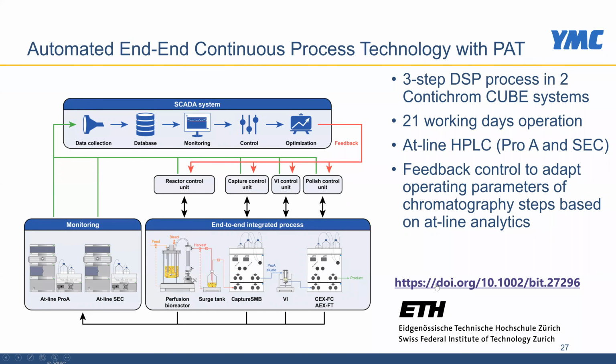And here, 3 chromatography steps were run with 2 Contichrom CUBE systems, in conjunction with the perfusion bioreactor and at-line HPLC for quality monitoring. This was run for 21 days, and the feedback control concept was used to set flow rates and process parameters for the two Contichrom systems. So basically, ChromIQ supports crosstalk between systems that provide parameters for process control.